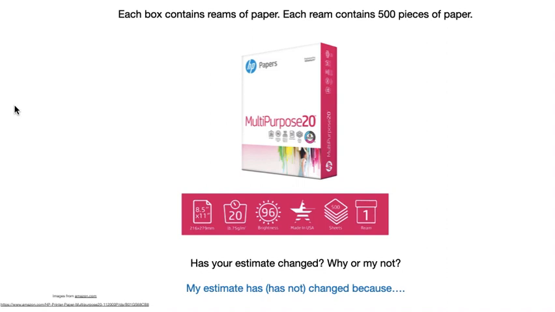Each box contains reams of paper. Each ream contains 500 pieces of paper. How does that change your estimate?